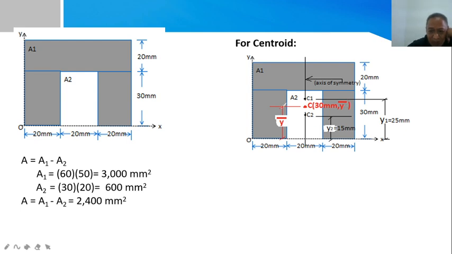However, my y-bar, or the distance from the x-axis, is not known yet. So this is y-bar and unknown. So this is to be solved. So only one of the coordinates will be solved.